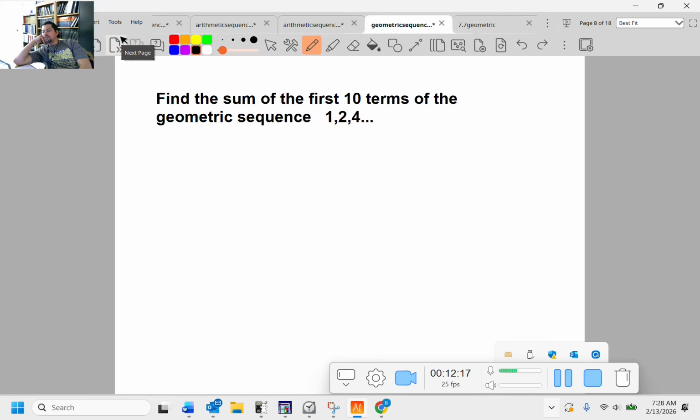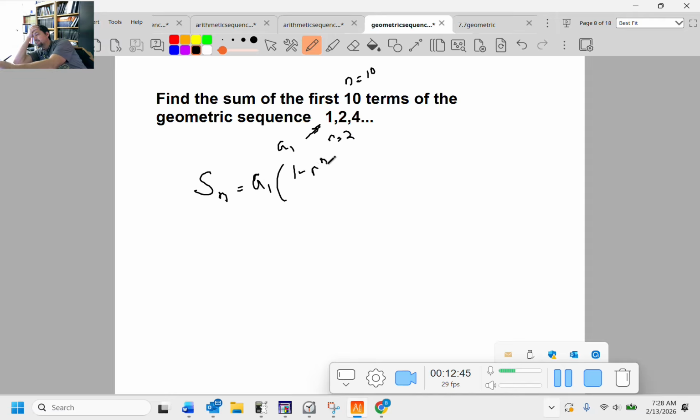And let's do one of these. Find the sum of the first 10 terms of the geometric sequence 1, 2, 4. So the ratio here would be 2, wouldn't it? Multiply by 2. The first 10 terms would tell me that n is 10. And the first term is right there, base 1. So we're going to find the sum, and let's go ahead and write the formula down too. It's not going to kill us to write it down.